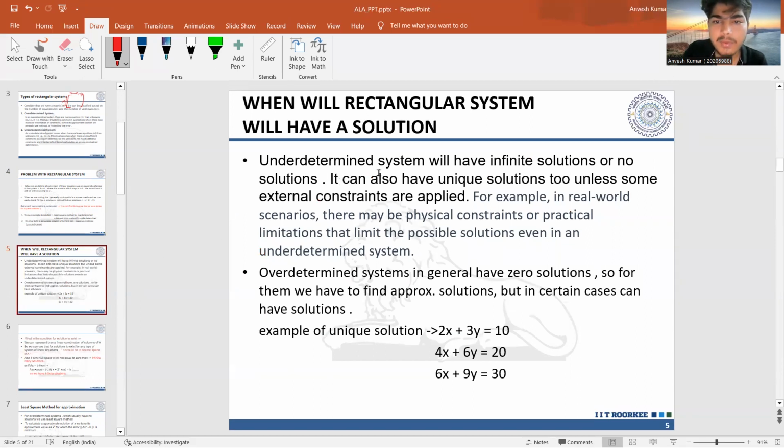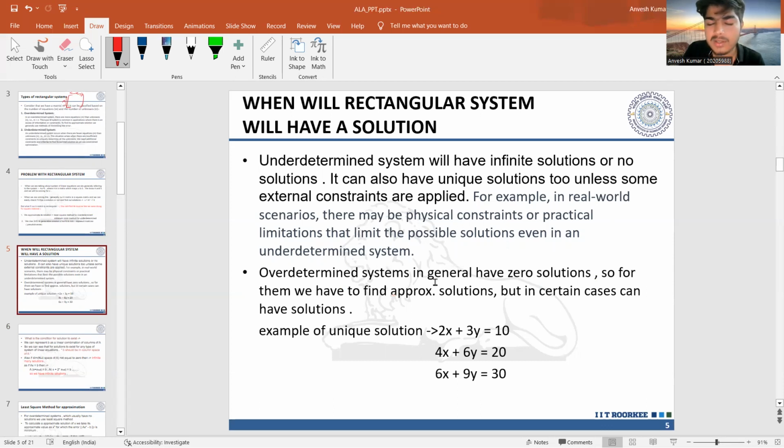So we know that underdetermined systems will have infinite solutions or no solution. It can also have a unique solution, but that will be a very rare case. For that, we have to apply some external constraints, like some condition that solutions must be this, so all the rest of the solutions get cancelled out, and only a unique solution is left. So whether it has a unique solution or not depends on the external constraints. For example, in a real world scenario, there may be physical constraints or practical limitations that limit the possible solutions.